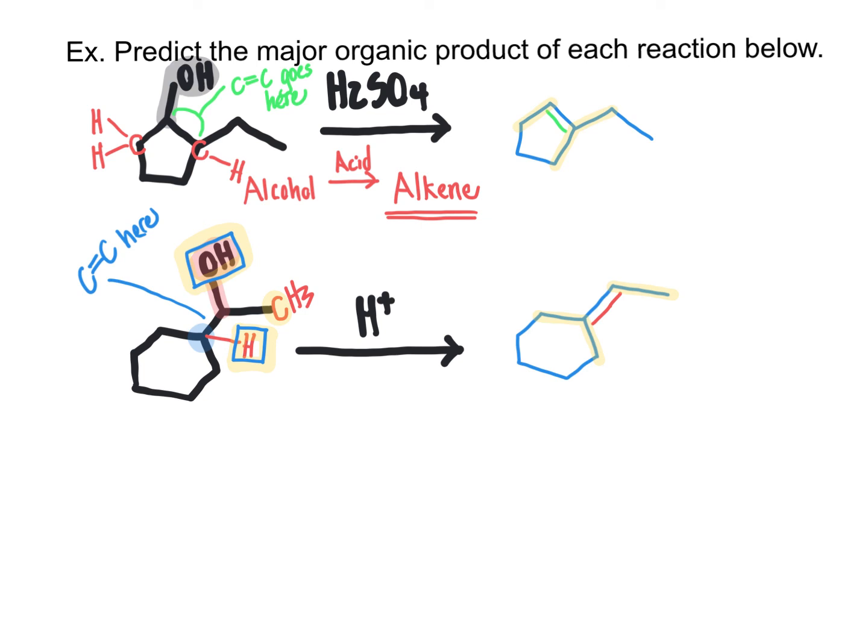So as you're working through determining the major organic products of dehydration reactions, be mindful that if there's more than one possible product that results from removing an OH from one carbon atom and an H from the adjacent carbon atom, choose the route that would give an alkene that has more alkyl groups, more carbon atoms that are directly bonded to the carbon-carbon double bond.